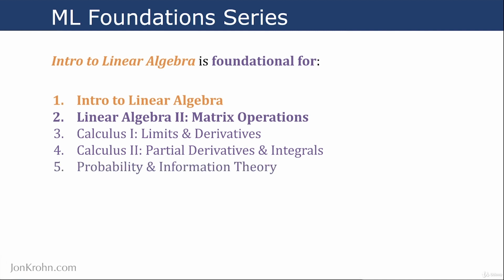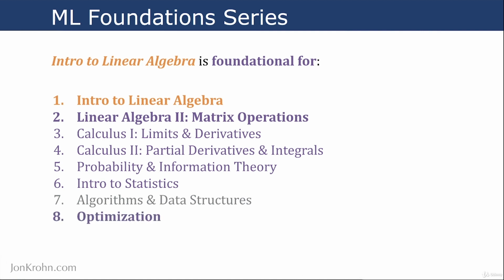It's also foundational for probability and information theory and intro to statistics. The only one that it isn't really providing much for is the algorithms and data structures class, subject 7. And it is very important, as basically all of these prior seven are, for the final optimization class that will tie everything together and show us in incredible detail exactly how modern machine learning algorithms optimize.